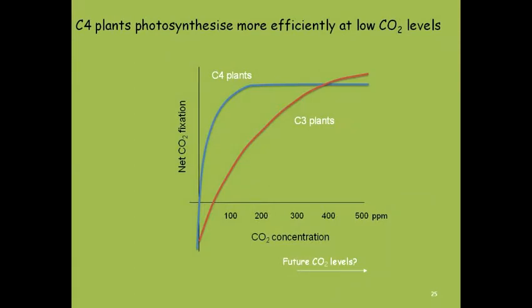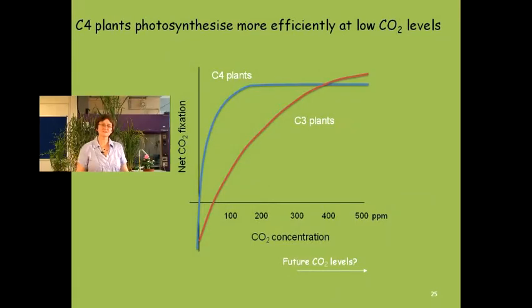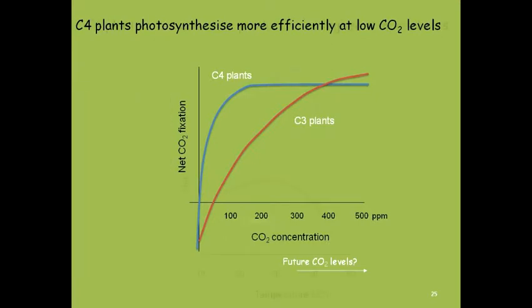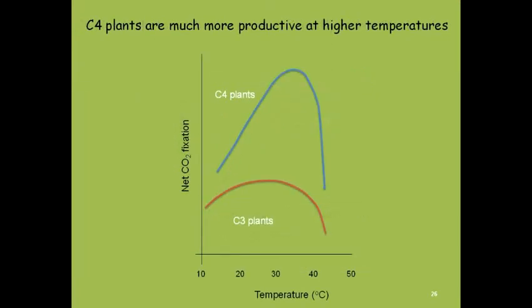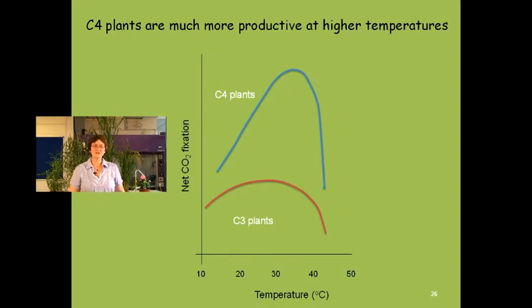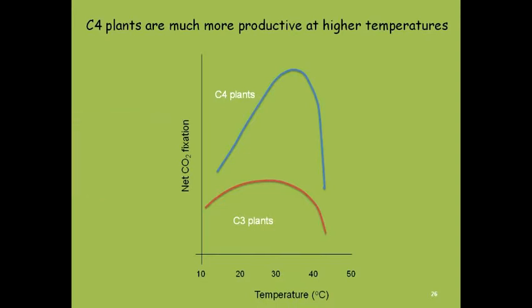Because of this adaptation, C4 plants are much more efficient at photosynthesis at low CO2. However, as CO2 levels rise, C3 plants should become more efficient due to reduced photorespiration. However, C4 plants are far more efficient at higher temperatures, so there's a lot of interest in engineering C4 metabolism into C3 plants to cope with global warming.